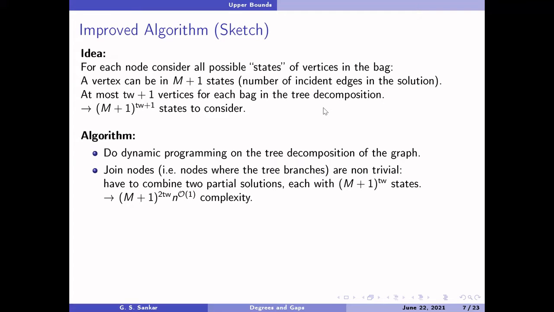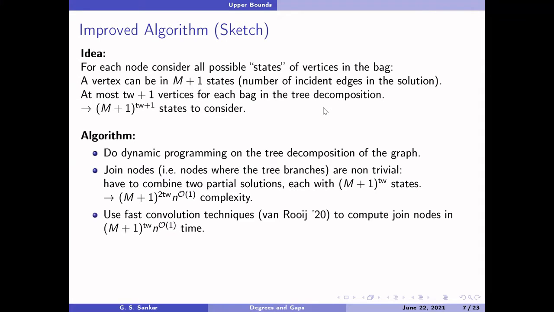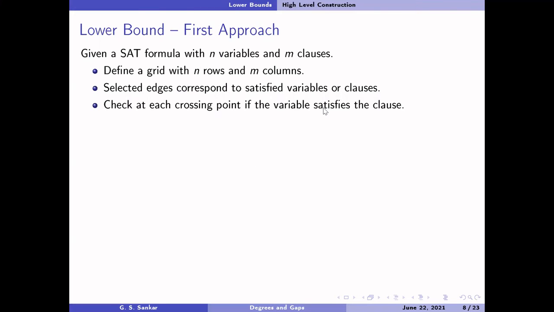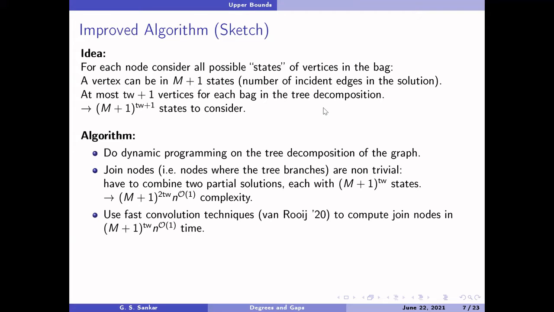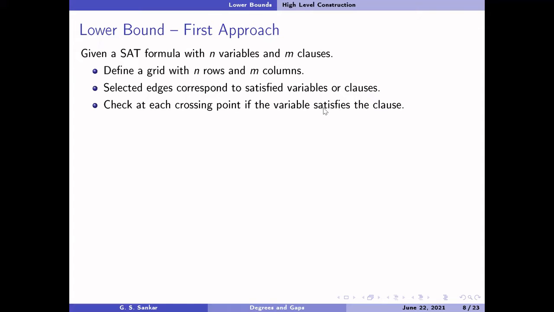So at a join node, or a node with degree 3 in the tree decomposition, observe that it has 2 children and it gets m+1 to the Treewidth states from each of them. So combining these states in the trivial way will take you about m+1 to the 2 times Treewidth time. But what we can exploit is a recent technique called fast subset convolution to do these in time m+1 to the Treewidth. Right. So that's all we'll basically talk about for the algorithm, because we want to focus on the lower bound more. Right.